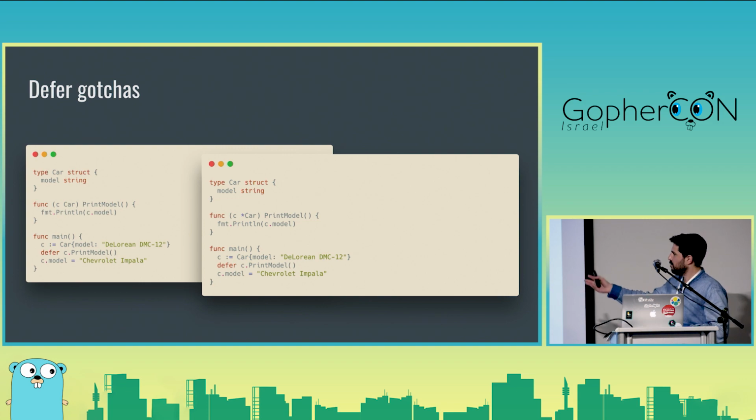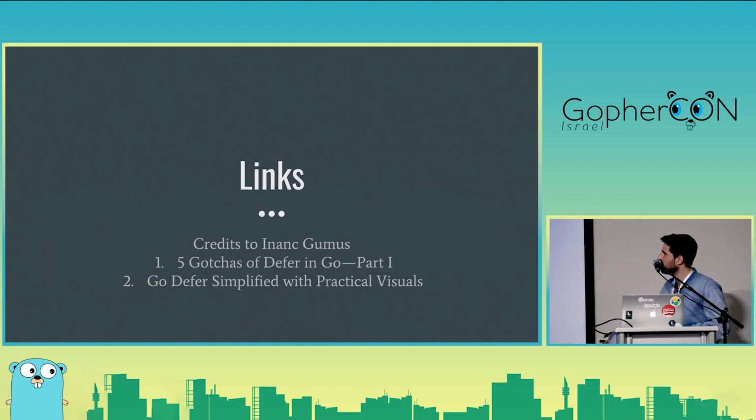If you want to defer some object with direct access, in the left pane of the screen you can see we have some car model, and we instantiate it with some DeLorean model. What will happen? The deferred call will use the DeLorean model because we take a snapshot of the first instantiated object. On the right side, since we are using a pointer, we can dynamically change the evaluation of the defer statement. So it's another thing we should care about when we use defer statements.